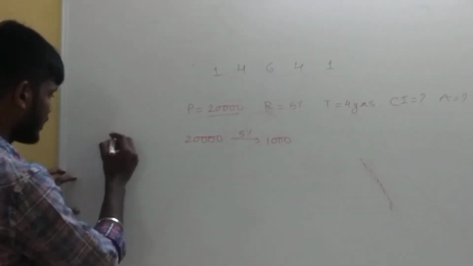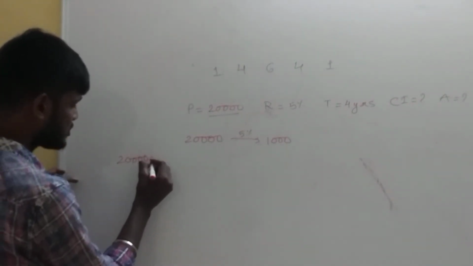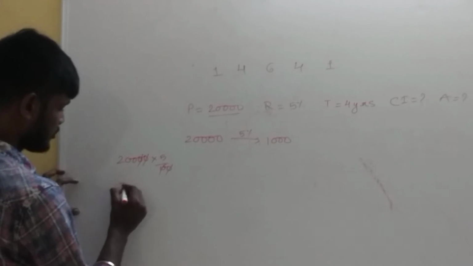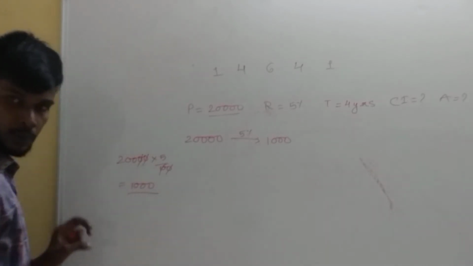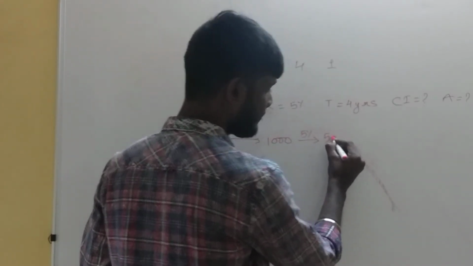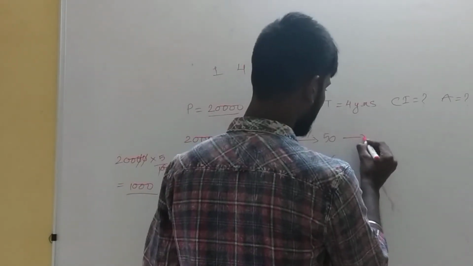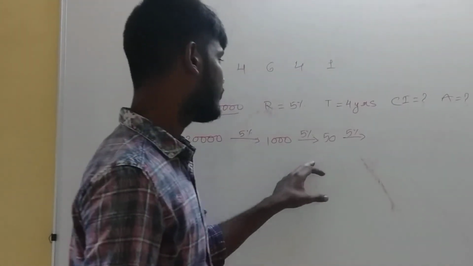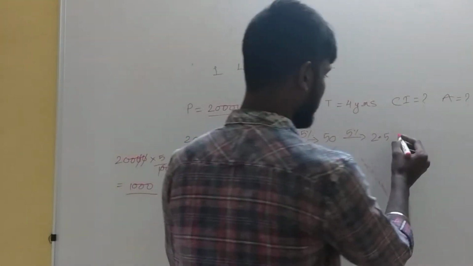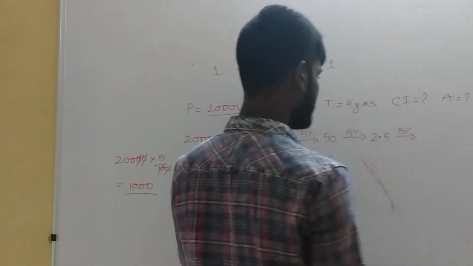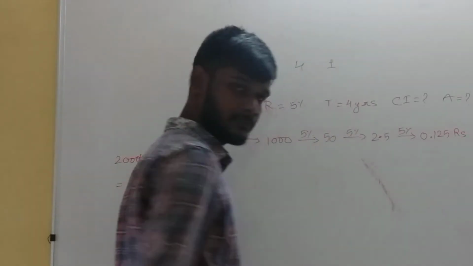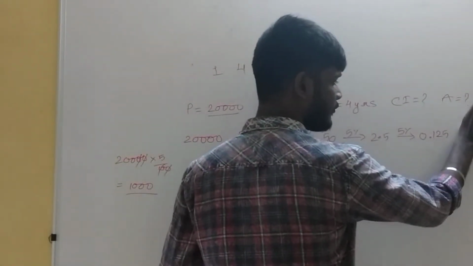It's quite simple. You can calculate it this way: 20,000 into 5 upon 100, so this comes up to 1,000. Now 5% of 1,000 will be 50. Again, 5% of 50 will be 2.5 rupees. And then 5% of it will come up to 0.125 rupees.